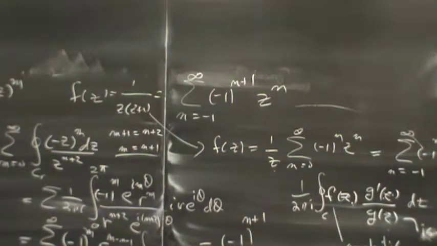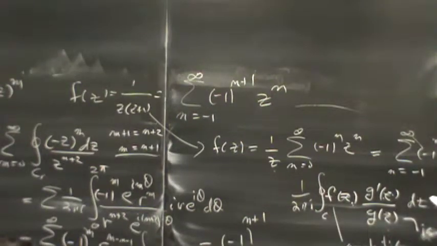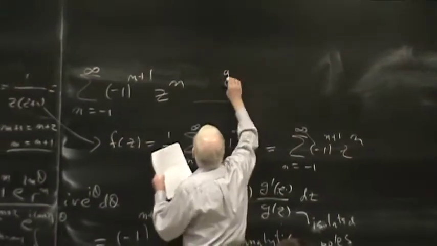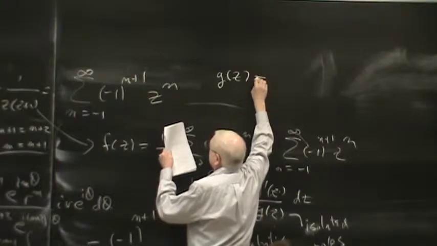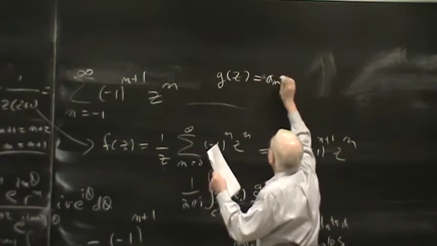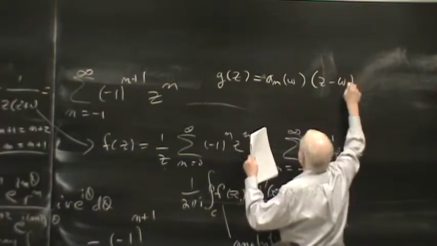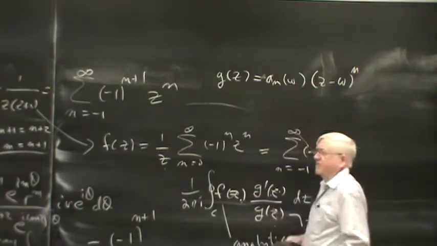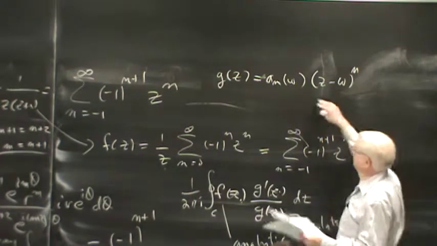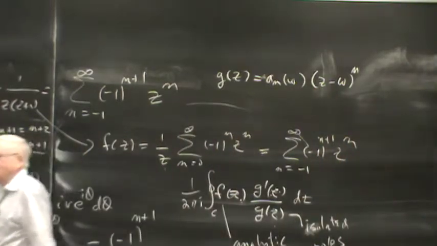So let's see how it behaves for a simple g that has a pole of order, well, minus n is the way I've written it. But anyway, let's just say g of z is a sub n of w, z minus w to the n. So there I'm imagining that g has a Laurent series, and I've just pulled out one term. So all right, let's swing the camera around again.